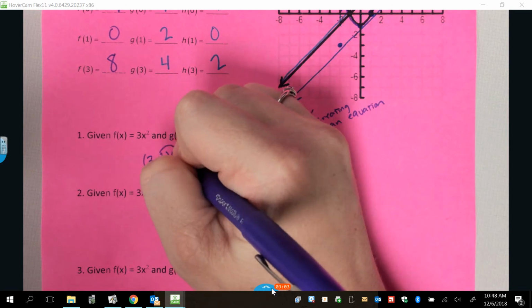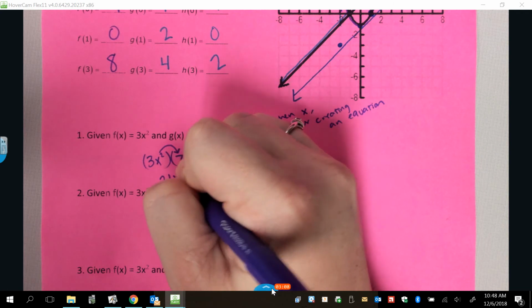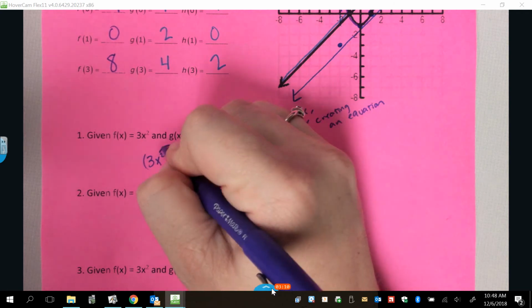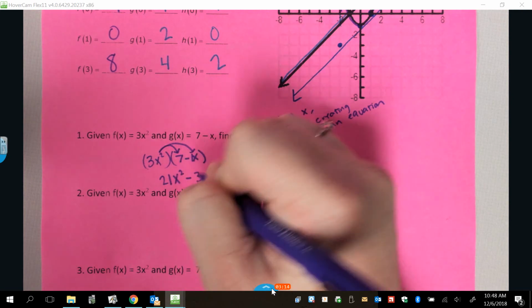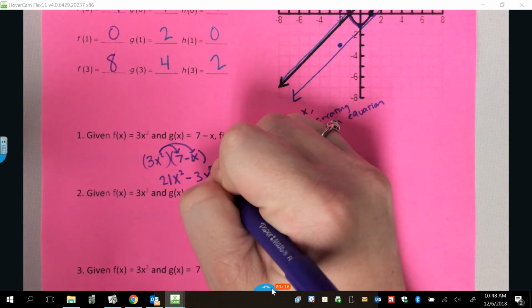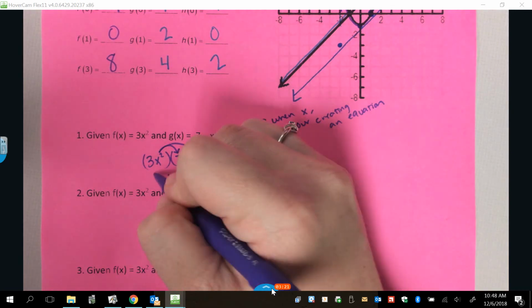So 3x squared times 7 is 21, and there's only x twice, x squared. And then 3, remember this is the same as negative 1, so 3 times negative 1 is negative 3. X squared times x is x cubed, because it's x 3 times. Okay, can't simplify this, so there's your answer.